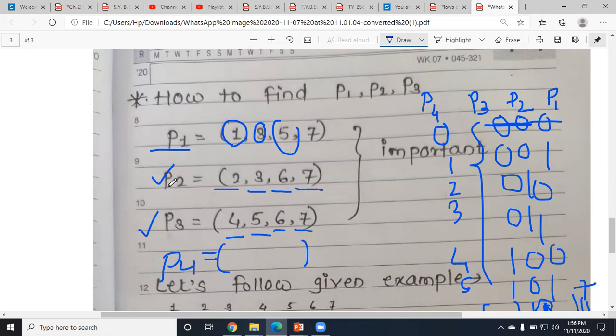Nobody is going to ask you a question which has more than 3 parity bits. So just focus on 3. But in case they ask for a parity bit count which is more than 3, then you have to know how to calculate these values. That is why I told you this. Okay.